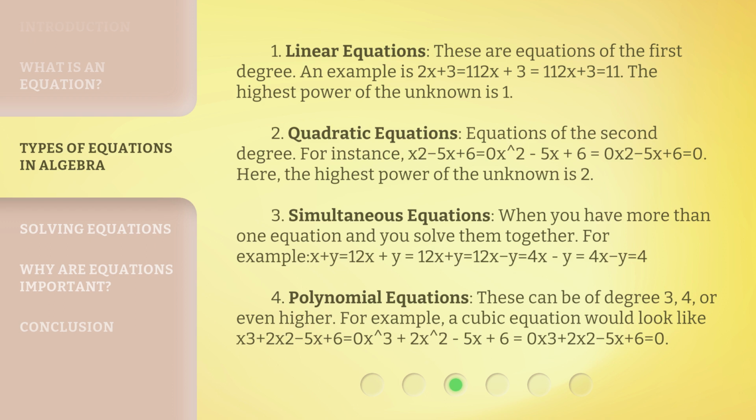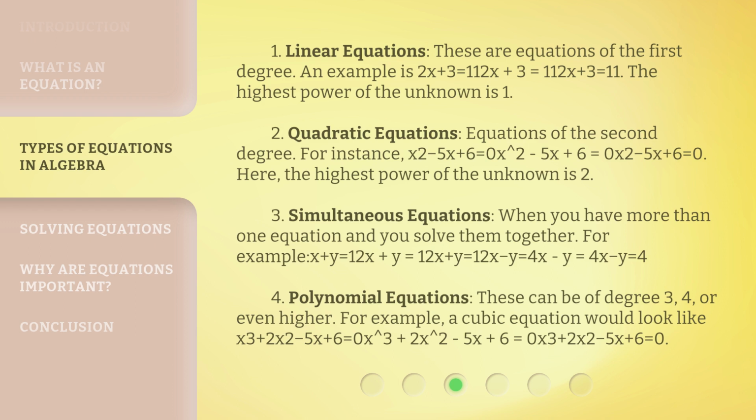3. Simultaneous equations. When you have more than one equation and you solve them together. For example, x + y = 12 and x - y = 4.